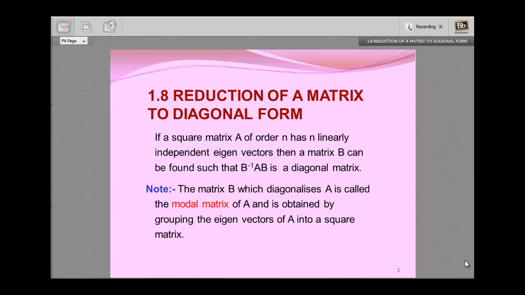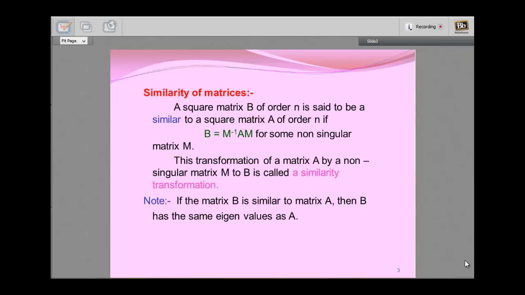Reduction of a matrix to diagonal form. If a square matrix A of order n has n linearly independent eigenvectors, then a matrix B can be found such that B inverse AB is a diagonal matrix. The matrix B which diagonalizes A is called a model matrix of A, and it is obtained by grouping the eigenvectors of A into a square matrix. So let us see how we use that. Here they are showing how we can write that. All these things we learned in previous weeks.